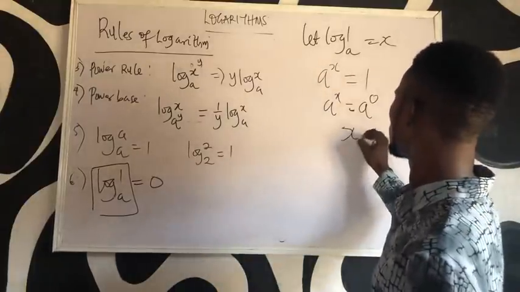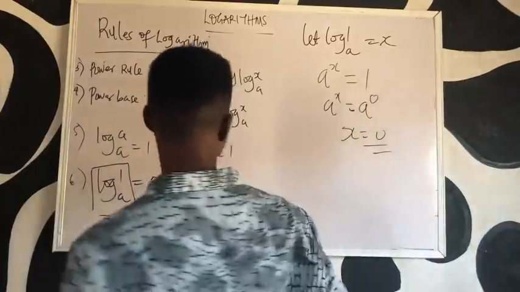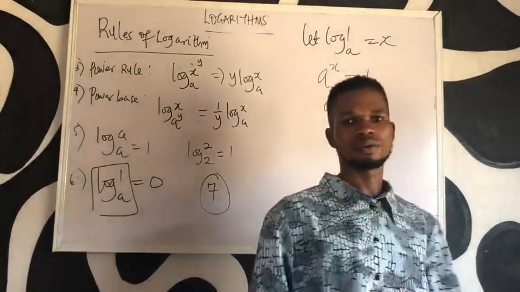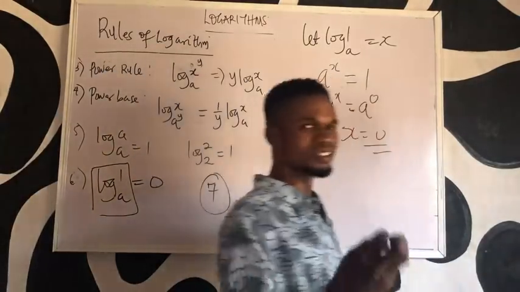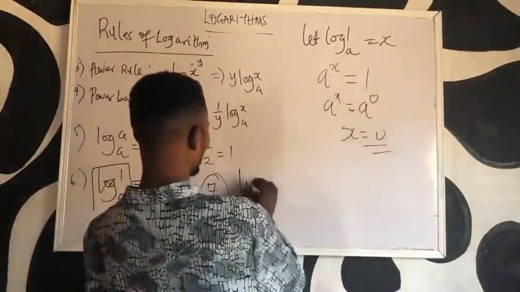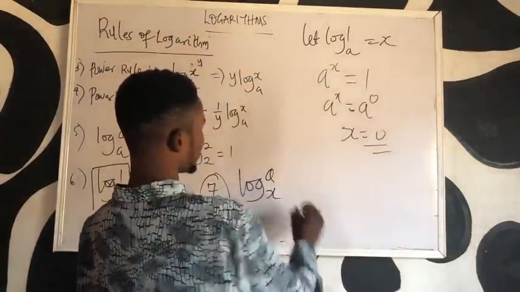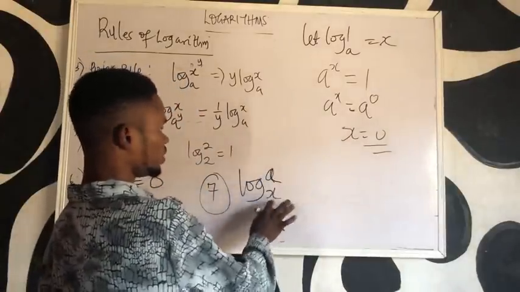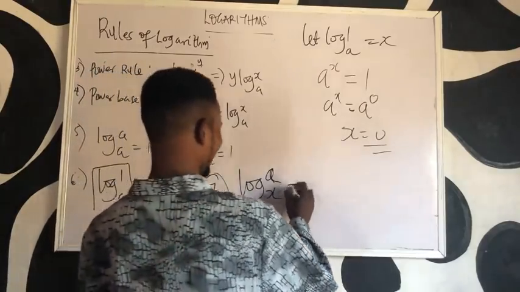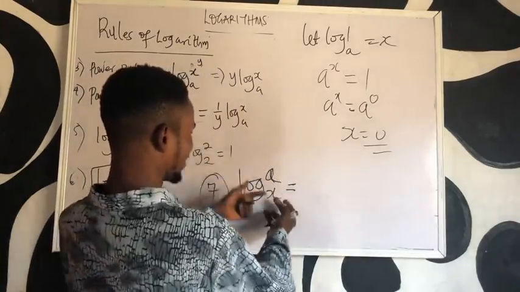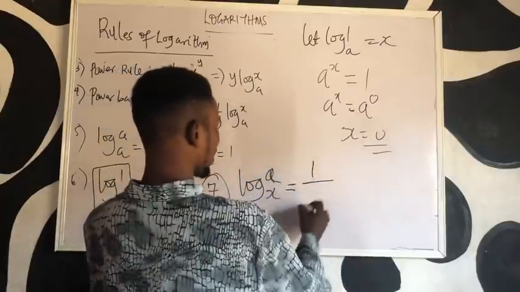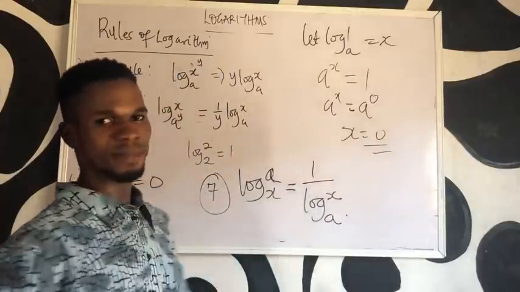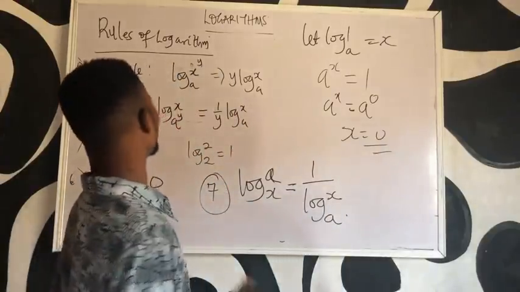That's x, which is 0. Then the last one, we call it the reciprocal law of logarithm. What does the reciprocal law imply? Let's say we have log a base x. We want to change the position here. This is the logarithm a, and this is the base x. We want to swap the position of the logarithm and that of the base. We take the reciprocal. That's log x base a.